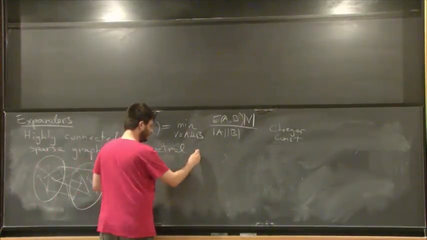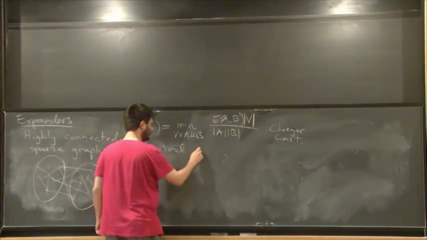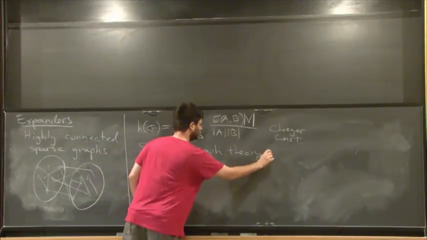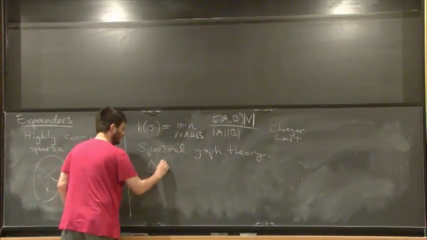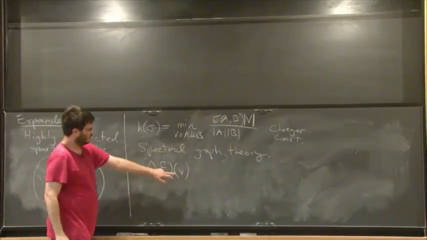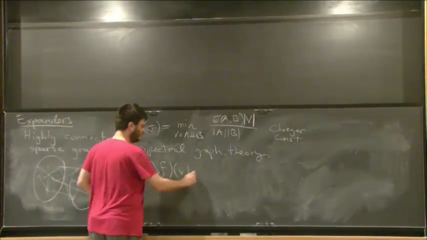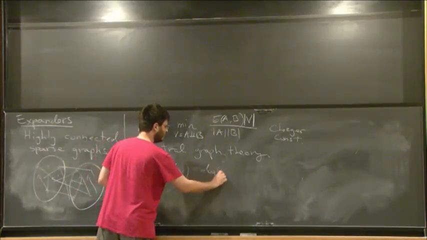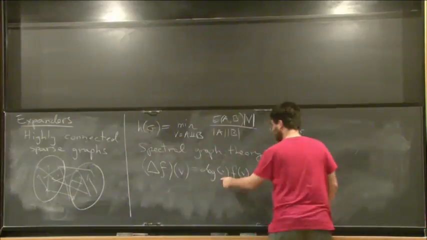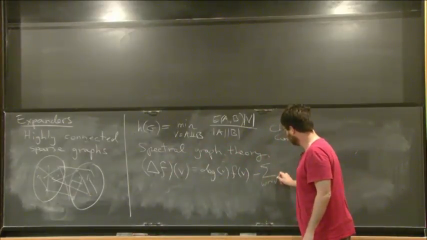And spectral graph theory gives a nice answer to finding expanders. The graph Laplacian is the operator which, for any function on the vertices, gives to each vertex the original value multiplied by the degree, which is the number of neighbors, minus the values over the neighbors.